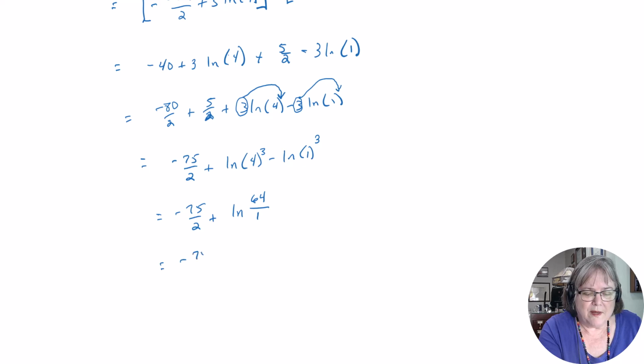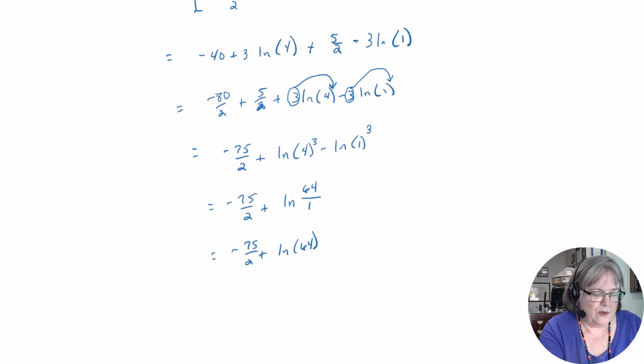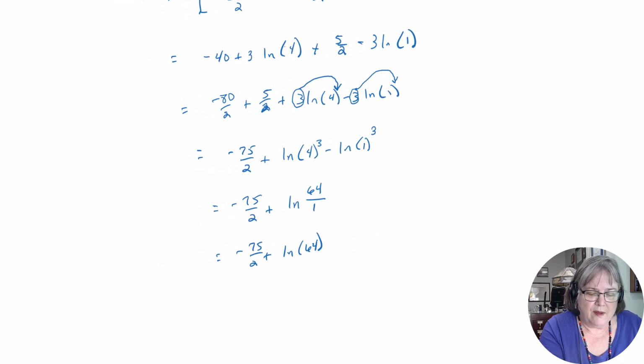So this is minus 75 halves plus the natural log of 64, which if your teacher wanted you to approximate it, you could. And I'm going to remember the original one had it x minus 6x.